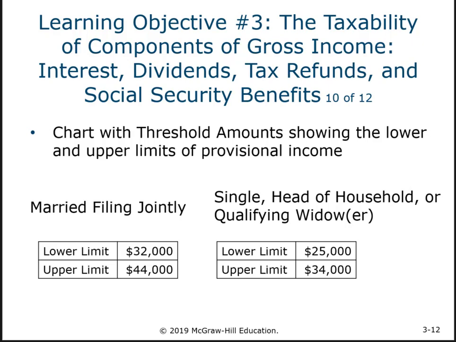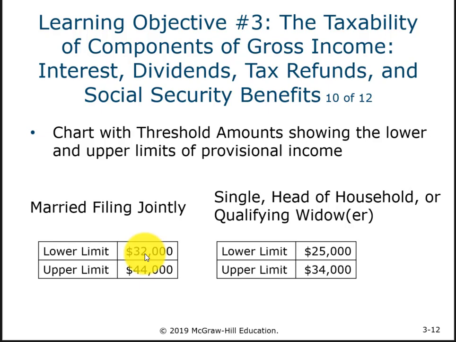Okay? So if you're married filing jointly, all right, and your income is under $32,000, none of your Social Security, okay, if your provisional income, remember, you've got to add some things back. You've got to include your tax-exempt interest. If your provisional income is under $32,000, none of your Social Security benefits are taxable. If it's between 32 and 44, all right, then it is the lower of the two amounts.